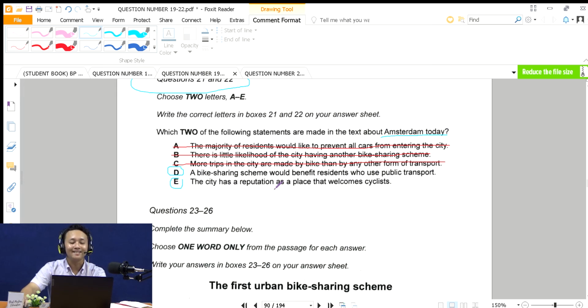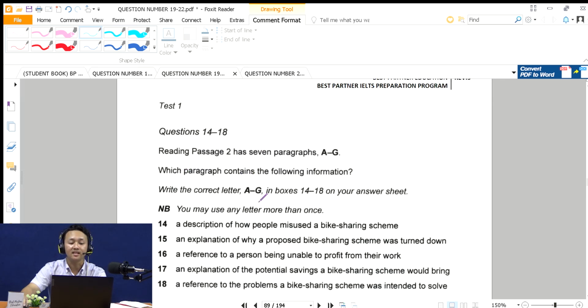Sorry, no. The city has a reputation as a place that welcomes cyclists. So there is no mention of the majority of residents wanting to prevent all cars from entering the city. There is little likelihood of the city having another bike scheme. So there's no mention of a part of the city having another bike sharing scheme, right? And then there's no mention of more trips in the city being made by bike than by any other form of transport. Okay, so the answer is E.